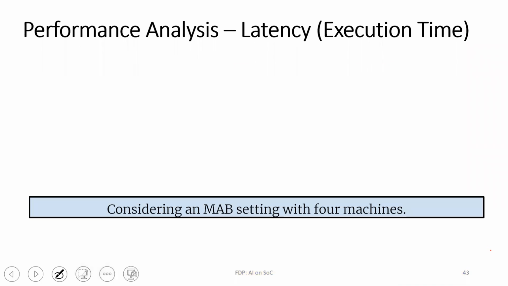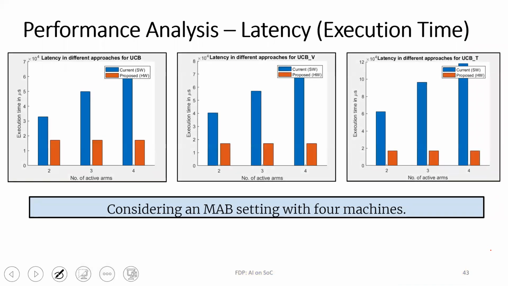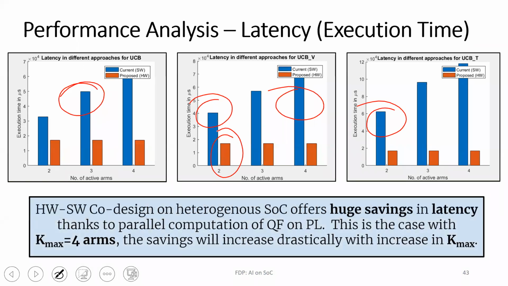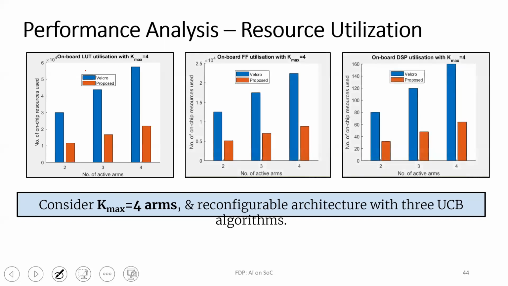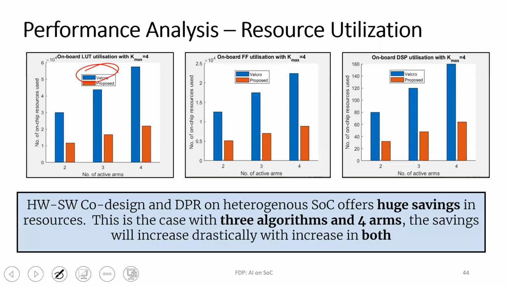But even with this feature, if I show you a few results, you can see that the blue one is where we implemented on the processor, and the orange one is where we implemented on the hardware, and you can get a significant improvement in the latency. And this is only with the 4 arms. If you increase the number of arms, you will get further improvement in the latency. So your execution time gets better, and your resource utilization. If you implement it by using the parallel implementation, by using the reconfigurable architecture, you will get better resource utilization. So these are the advantages you get by using hardware software co-design.